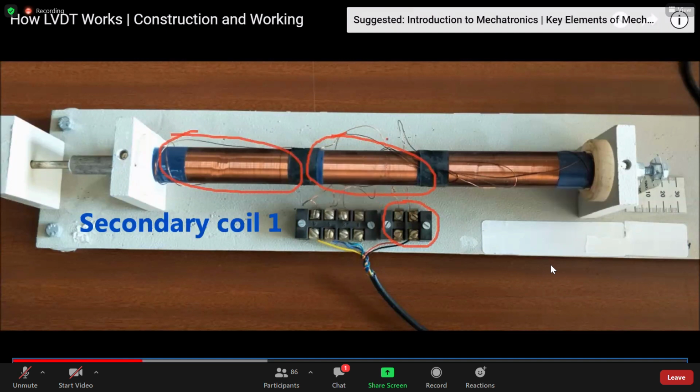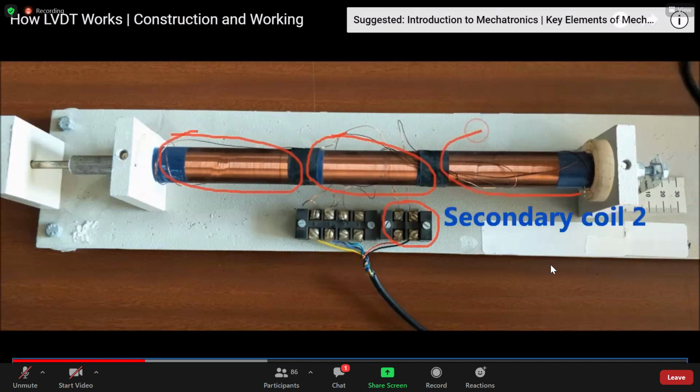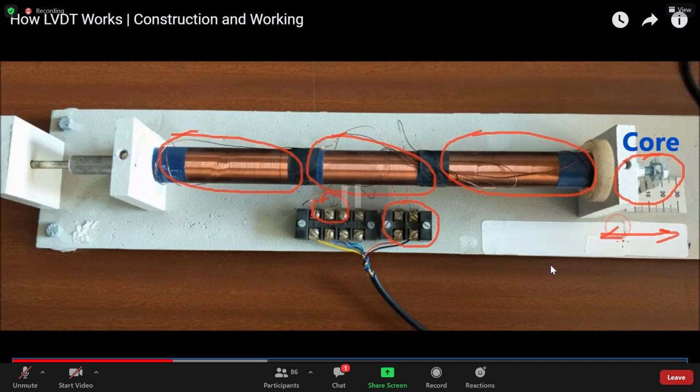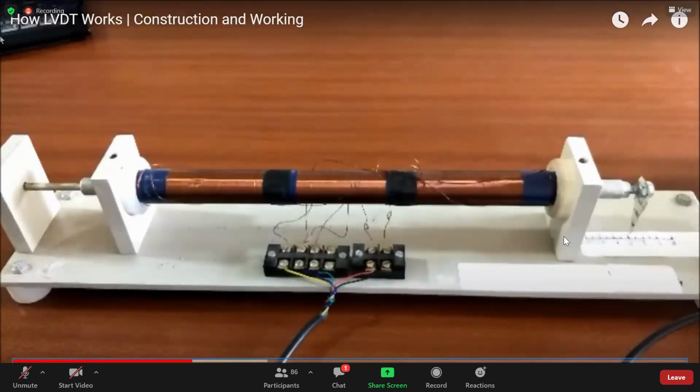The other windings are called secondary windings. This is secondary coil 1, and this is secondary coil 2, and the magnetic core is 3. Here we have a pointer to move the core. So here you can see the core, and this is also the core. Now we will move the core. We can move it in both directions. Now see how the LVDT works.